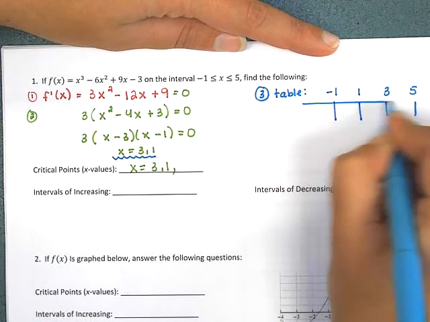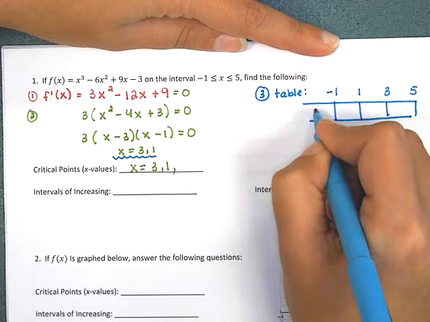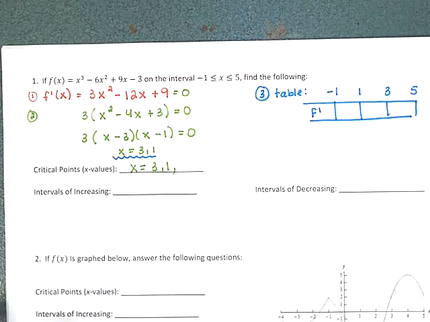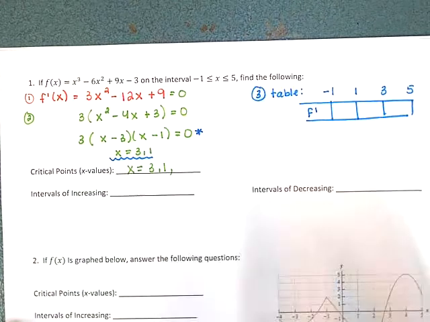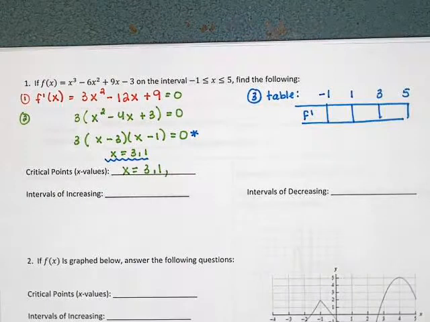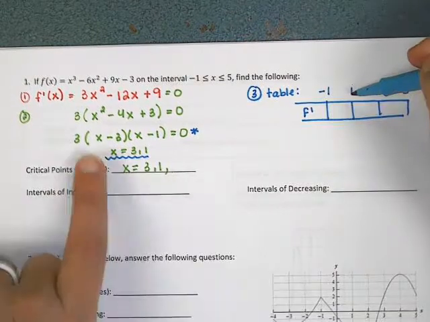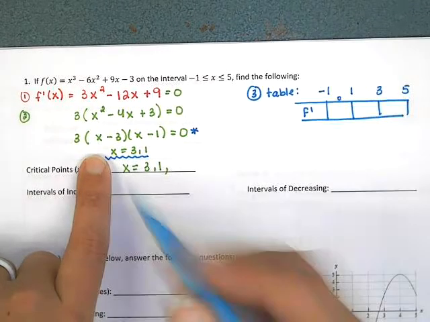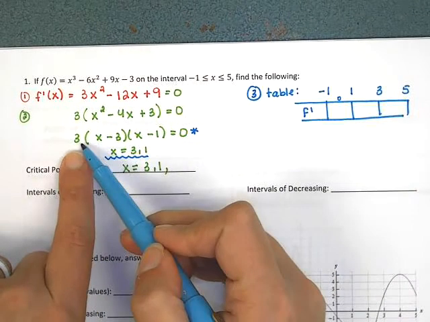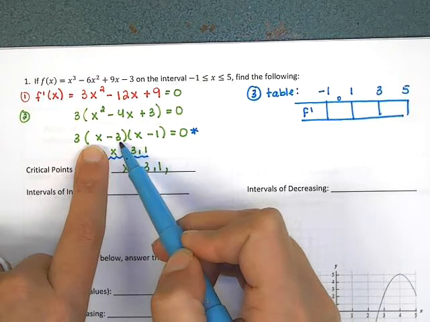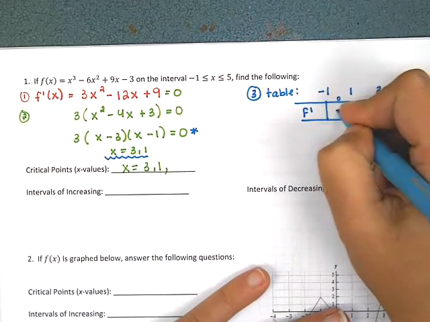We're going to look at the sign of f prime to put it into the table. And remember, we're always going to plug our numbers into our factored version of our equation. Between -1 and 1, I would choose the number 0. So if I plug the number 0 into here, the 3 is always positive. 0 minus 3 is negative. 0 minus 1 is negative. 2 negatives make a positive.